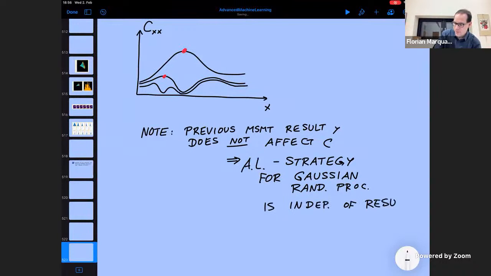It's maybe also a little bit boring because that means these Gaussian random processes, which we have fully under control, which are easy to handle, do not yet display the full complexity of active learning.